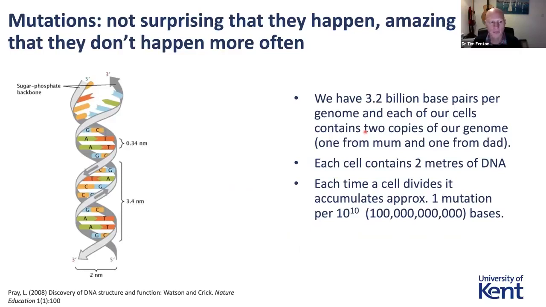If we look at each of these letters, each is a base, okay? And these bases all pair with each other in this double-stranded structure of DNA. We have 3.2 billion of these bases in our genome. And remember that in each of our cells, we have 2 copies of our genome, 1 copy from mum and 1 copy from dad. So in total we have approximately 6.4 billion bases of DNA that need to be looked after and replicated every time our cells divide.